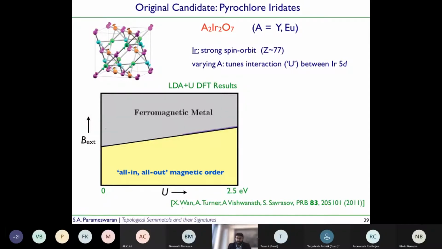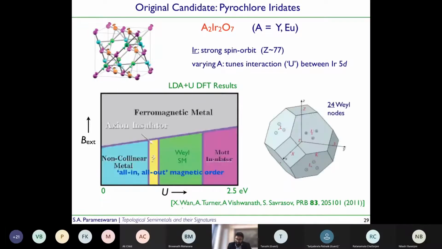And so at zero external field, you have this all-in, all-out magnetic order, which I've tried to draw over here. These pyrochlores are a lattice of corner-sharing tetrahedra. All-in, all-out order means that there's a natural sense in which some tetrahedra point up and some tetrahedra point down. All-in, all-out means that the magnetic moments point into up tetrahedra and out of down tetrahedra, roughly speaking.